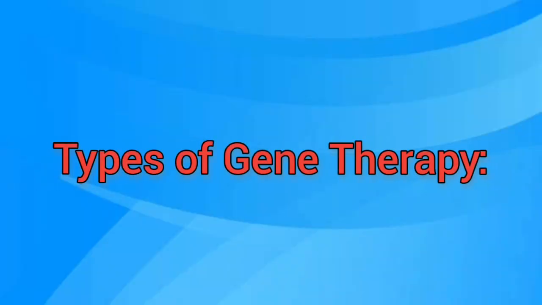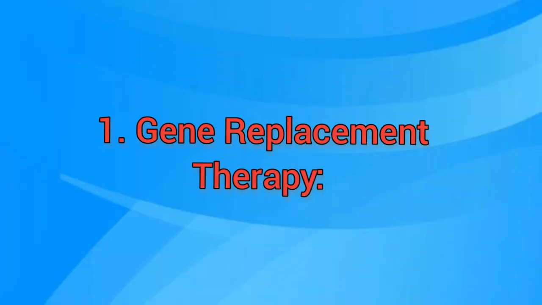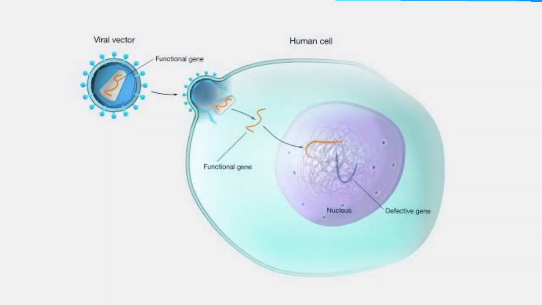Types of gene therapy. 1. Gene replacement therapy. This approach involves replacing a faulty gene with a functional one to restore normal cellular function. It is often used to treat genetic disorders caused by mutations in single genes.